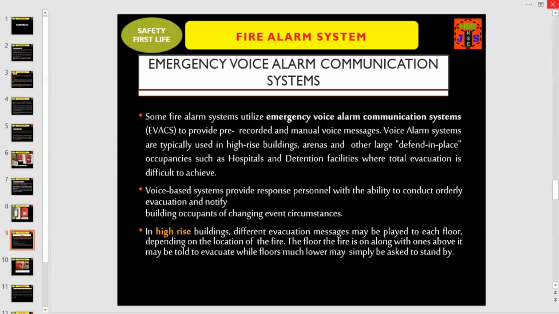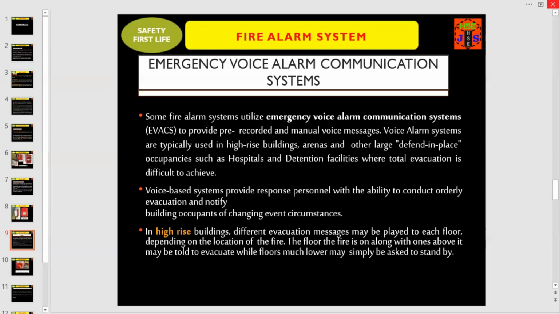Voice alarm systems are typically used in high-rise buildings, arenas, and other large defend-in-place occupancies such as hospitals and detention facilities where total evacuation is difficult to achieve. Voice-based systems provide response personnel with the ability to conduct orderly evacuation and notify building occupants of changing event circumstances.